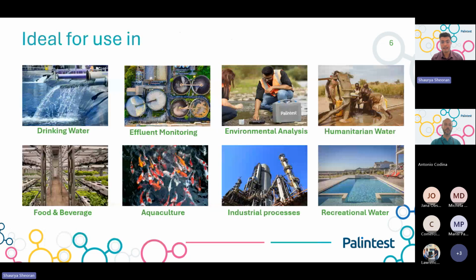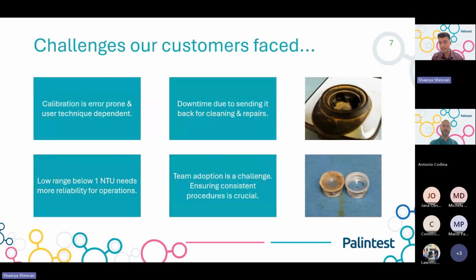I would like to highlight the different applications where turbidity is being measured, including but not limited to drinking water, environmental testing, effluent monitoring, but also various industrial processes, food and beverage, and aquaculture as well. We also see some swimming pools. There are regulations which drive the testing of turbidity in pools and recreational water applications. So depending on the regulation and the application you are in, you have various levels of turbidity.